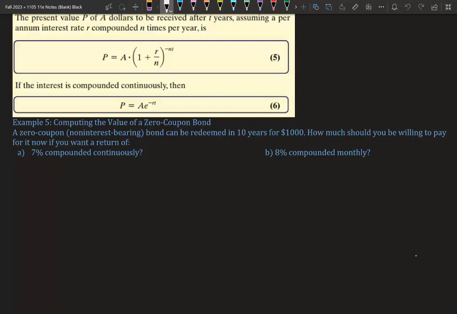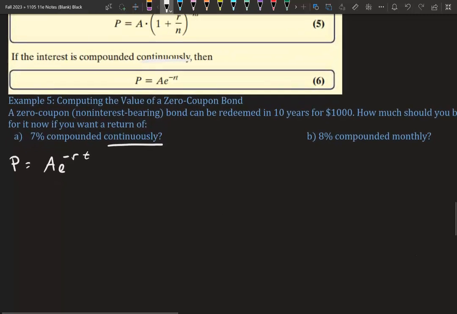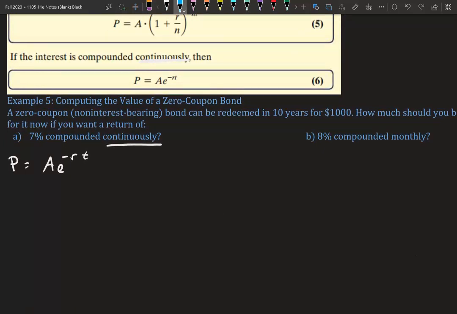Alrighty, part A, we're compounding continuously. 7% compounded continuous. Since we're compounding continuously, we need to use P equals A e to the power of negative RT. So A is how much do you want to get out of this. It's not how much you're putting in now. That's what P stands for. P represents how much you put in now. That's your initial money, whether it be a loan or a savings account, that's just how much is there right now. A is how much you are getting out of it.